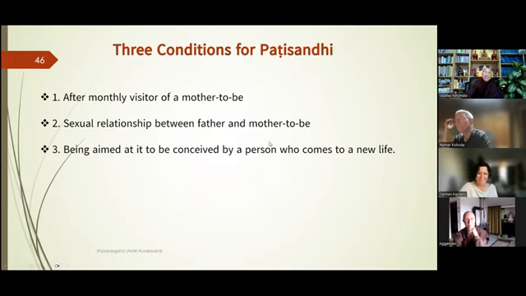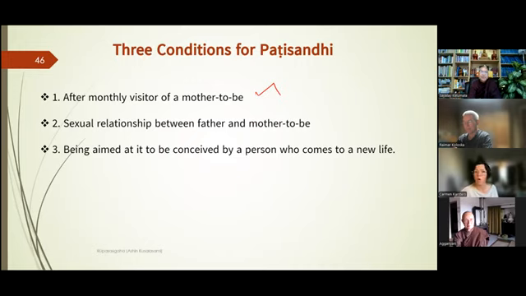Carmen, what are you thinking about it? Yeah, I have no clue. Maybe it's my innocence, or "after monthly visitor of a mother to be", I don't know how to say that. Not every sexual relationship can make conception. Yes, so the mother to be must be in that period. So this means that after the monthly visitor of your mother to be, they translate it like that.